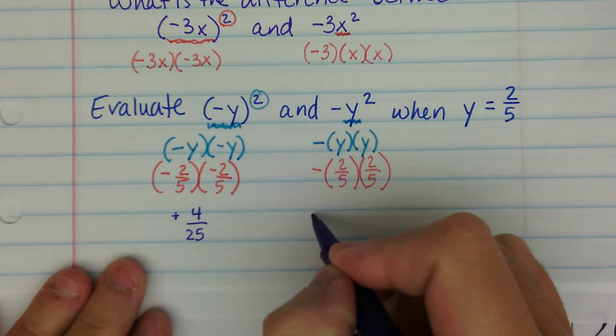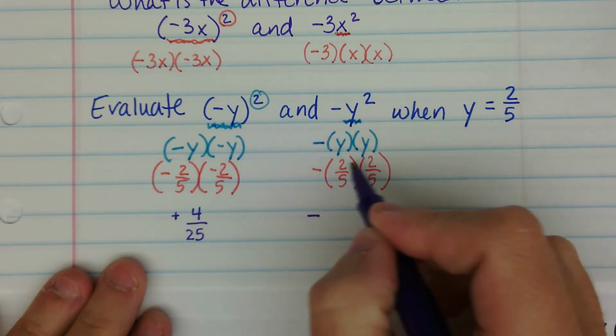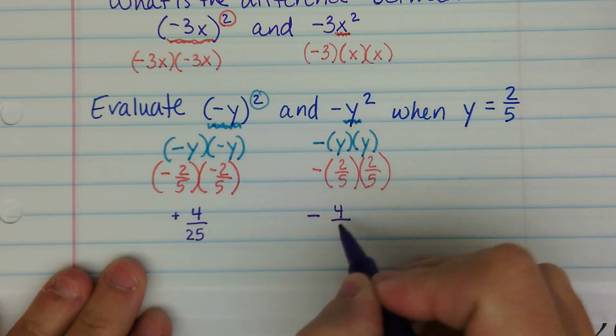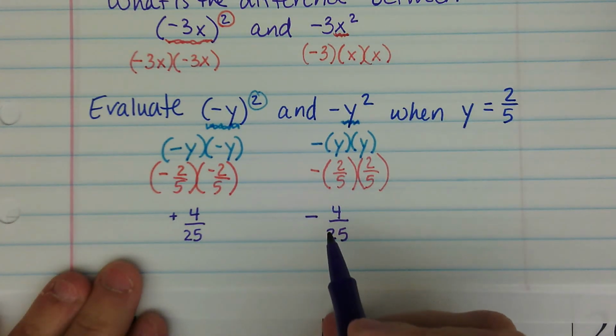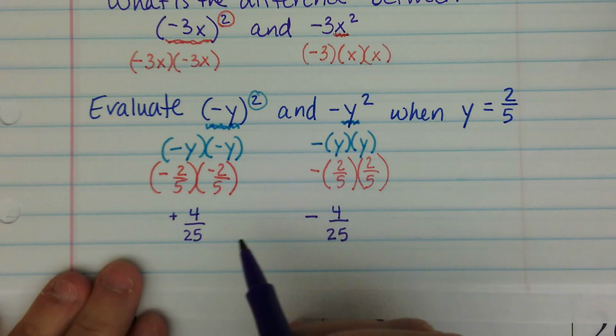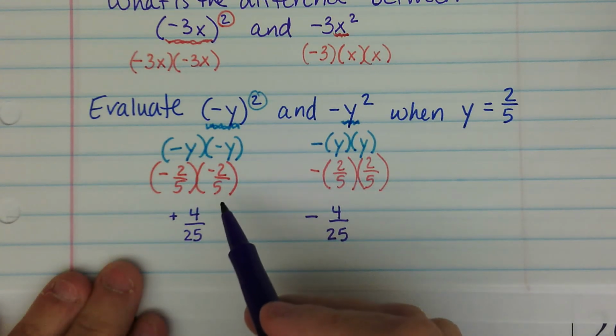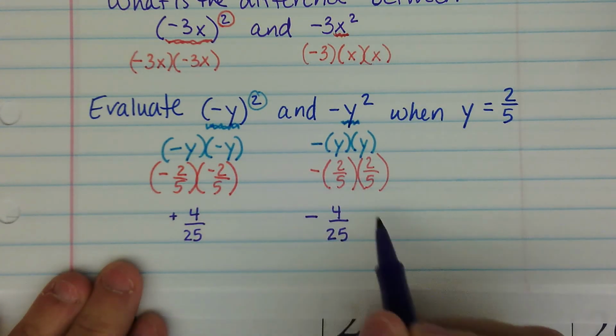On this one, I have a negative out in front, so I'm going to bring that one down. And then I have 2 times 2 is 4, and I have 5 times 5 is 25. So what's the difference? How do they compare? Well, they're complete opposites. Positive 4/25 is absolutely opposite than negative 4/25.